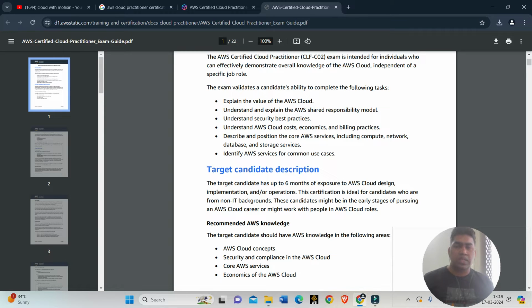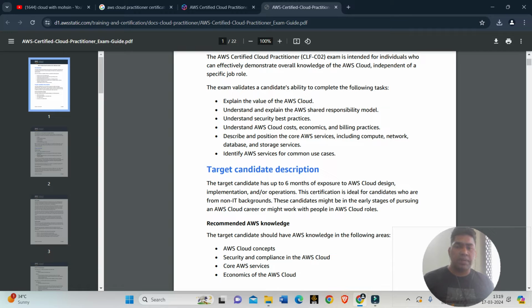Then this exam also validates that you understand security best practices, as I mentioned in the security shared responsibility. Then, understand AWS cloud costs, economics, and billing practices. Whenever we are working in the cloud, we should be aware of the cost, how the billing happens, and how we can have minimum usage. So this exam will validate whether the candidate has the ability on these tasks.